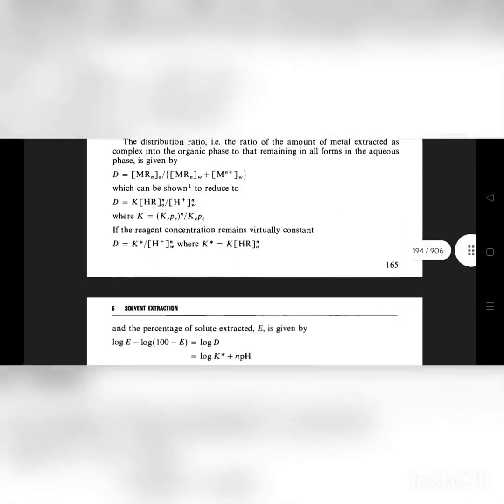the aqueous phase, is given by D is equal to [MR_n]o upon [MR_n]w plus [M^n+]w, which can be shown to reduce to D is equal to K [HR]o^n upon [H^+]w^n, where K is equal to Pr to the power n upon Kc and Pc. If the reagent concentration remains virtually constant, D is equal to K* upon [H^+]^n, where K* is equal to K [HR]o^n. And the percentage of solute extracted, E, is given by log E minus log (100 minus E) is equal to log D is equal to log K* plus npH.